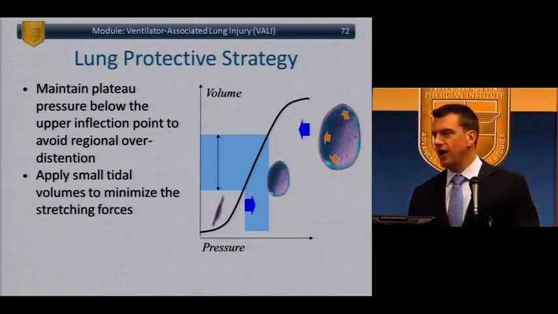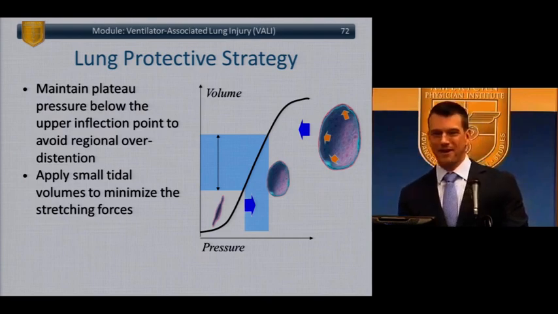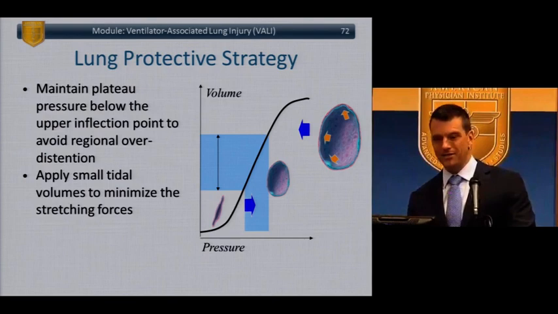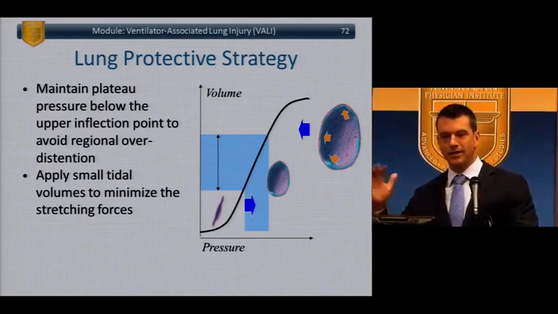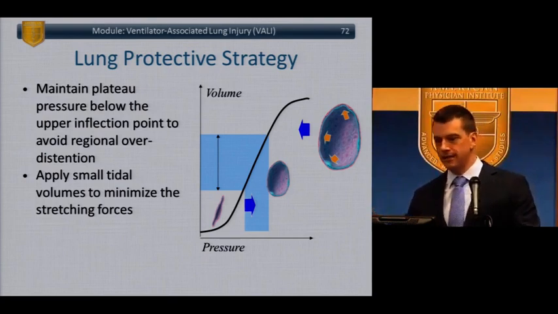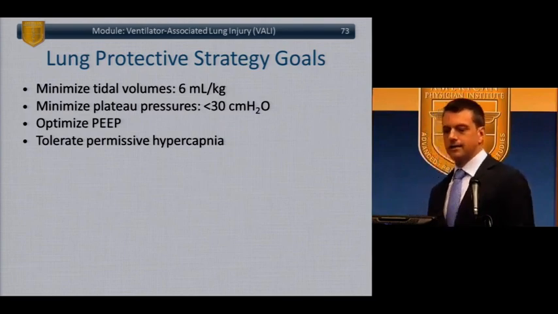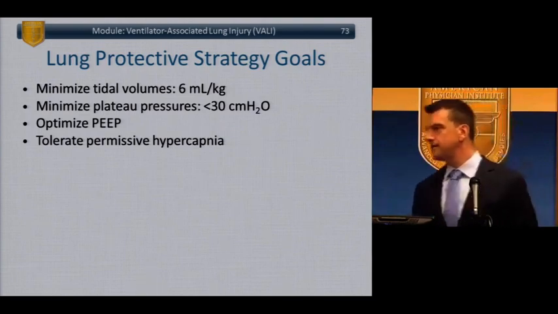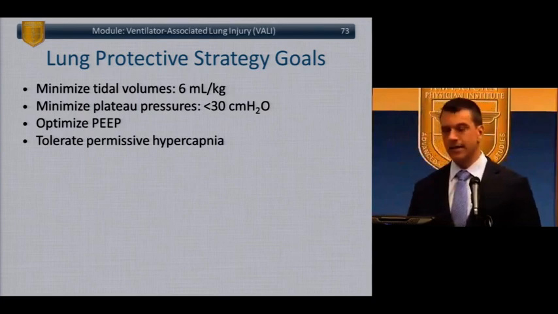So lung protective strategies, and we're going over this a lot because this is the latest buzzword in ventilators: lung protective ventilation. So again, all the strategies that go into that is to maintain the plateau pressure at a low level to avoid overdistension, and to apply small tidal volumes to limit the shearing forces. Again, tidal volume 6 cc's per kilo, plateau pressures less than 30.